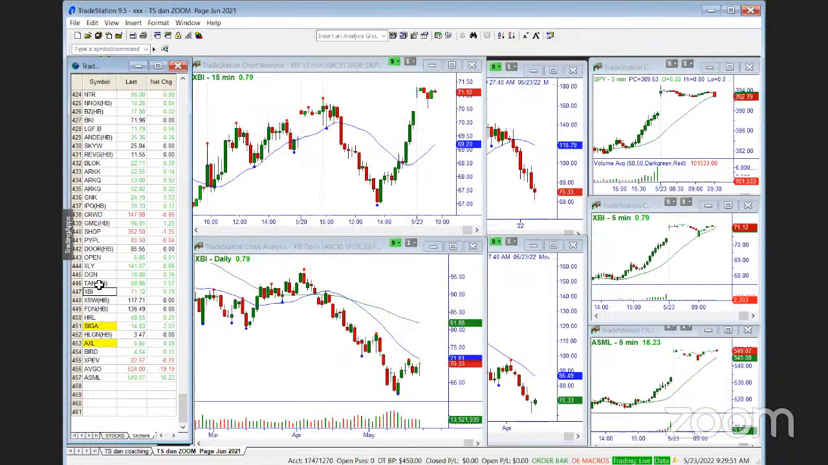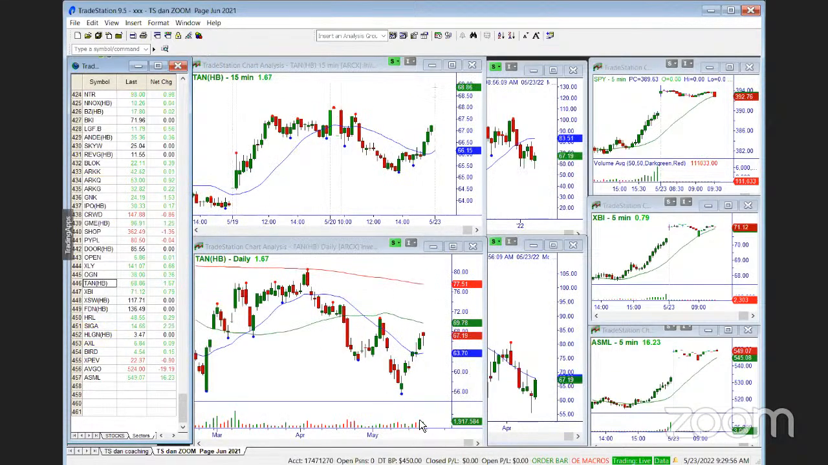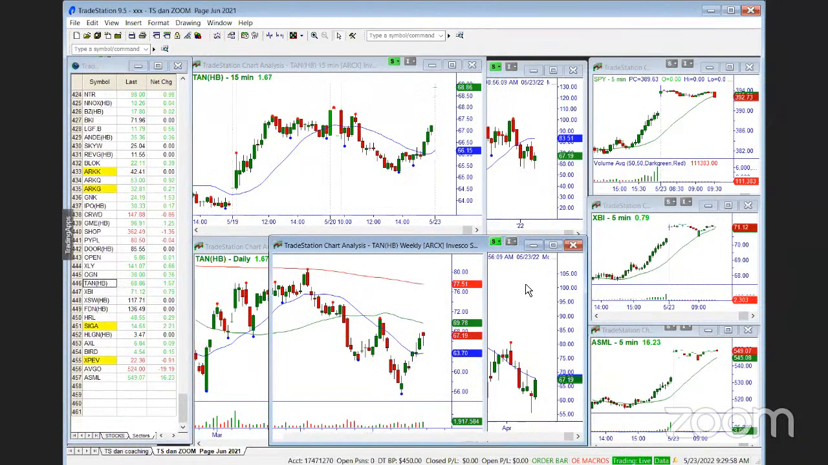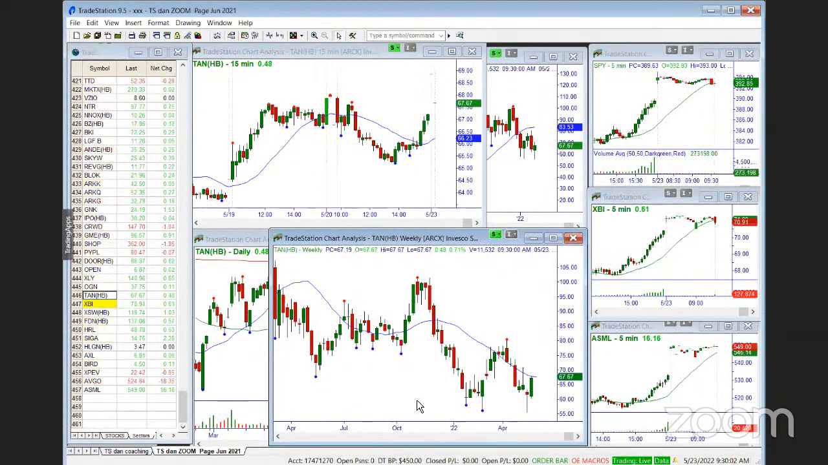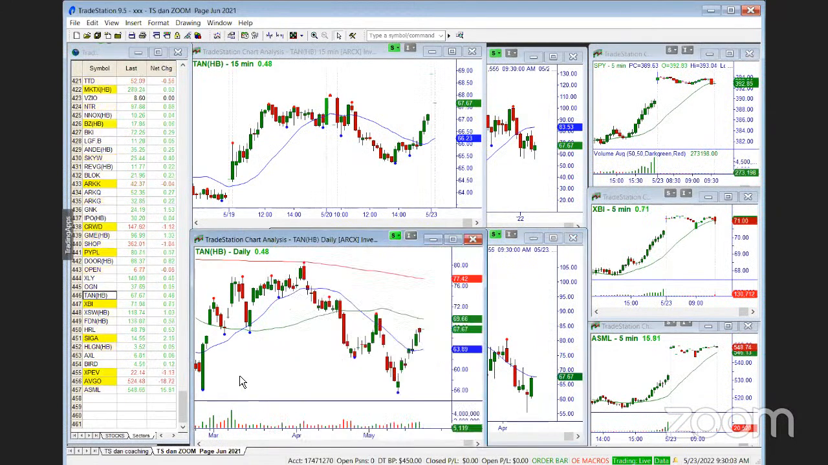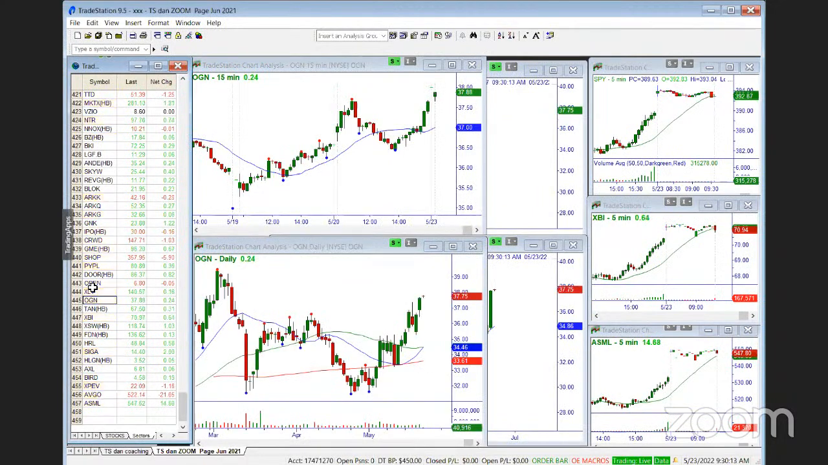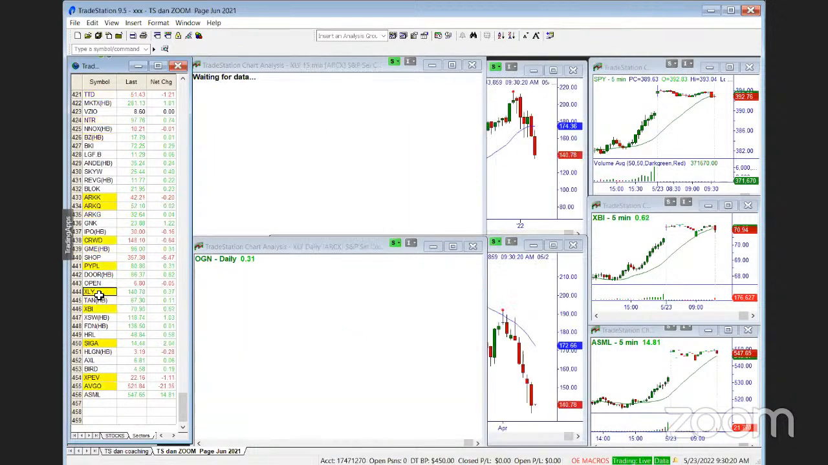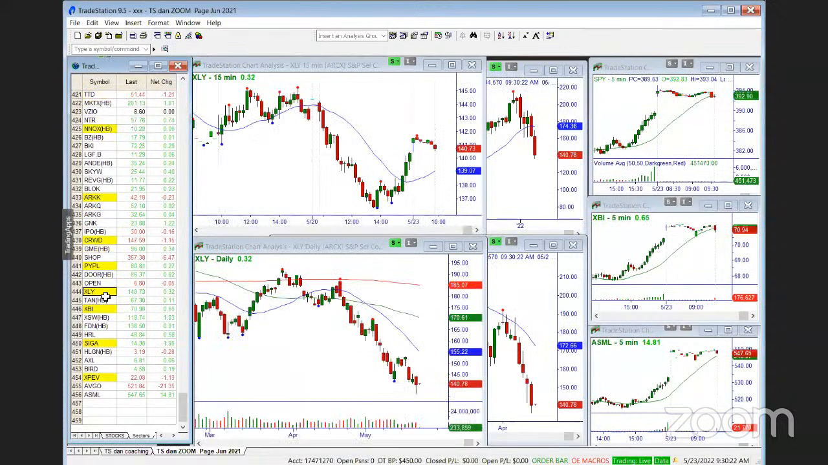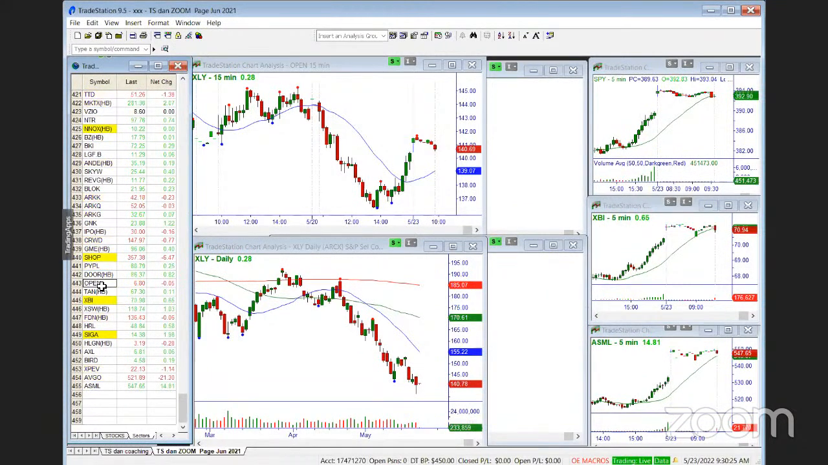There's the bios I like. Tan, tan. Look, beautiful weekly double bottom. Look at that. So we're going to keep an eye on that to start nibbling in. OGN, it's up a lot already. Discretionary still in a downtrend, needs a potent reversal.